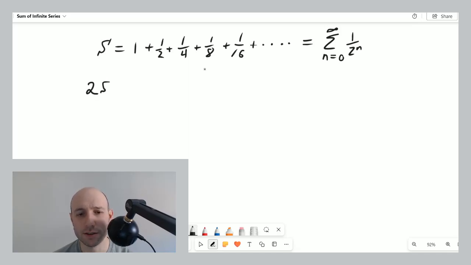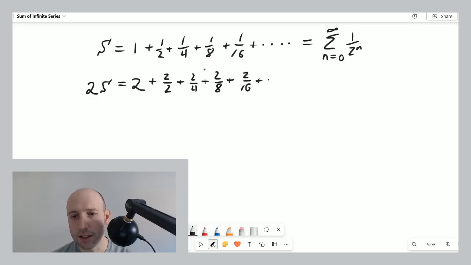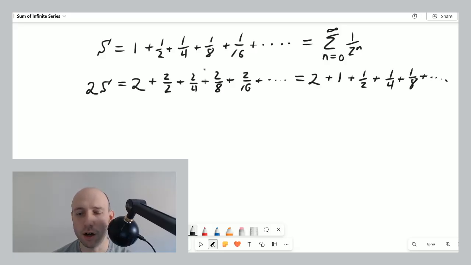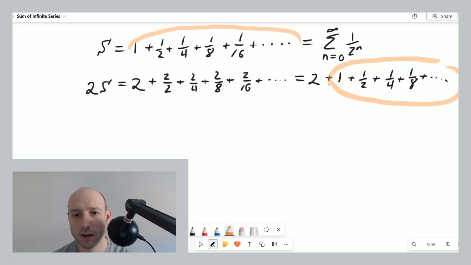So we have 2S. Well, what's that going to be equal to? Well, that's going to be 2 plus 2 over 2 plus 2 over 4 plus 2 over 8 plus 2 over 16 and so on. Well, if simplified, that's 2 plus 1 plus 1 over 2 plus 1 over 4 plus 1 over 8 and so on. Now recognize that this right here, that's just this right here. That's the original sum.